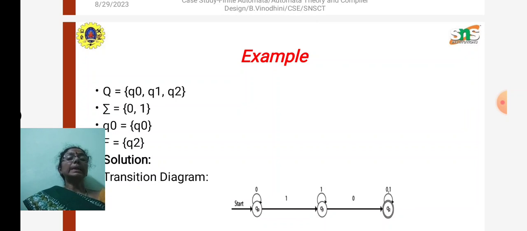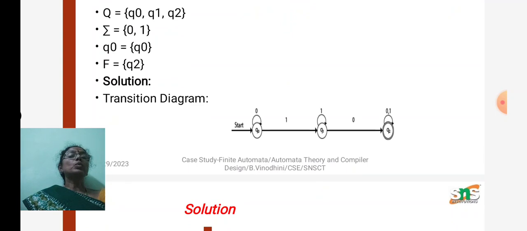From the diagram we infer that we have three states: q0, q1 and q2. The input symbols are 0 and 1. The starting state is q0 and the ending state is q2. From q0, a 0 transition goes to q0, and a 1 goes to q1. From q1, a 1 transition goes to q1, and a 0 transition goes to q2. At q2 we have 0 and 1 transitions.